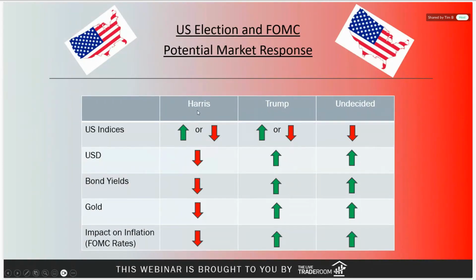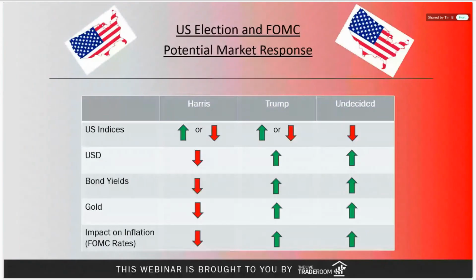If we have a Harris victory, from our perspective, we're leaning towards a bullish bias for US equities. So will we get that rally? That would imply a little bit of a risk-on market dynamic. As a result, we'd be looking for weakness in the dollar, and bond yields to soften.